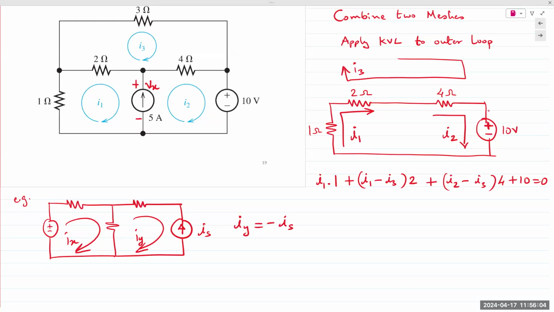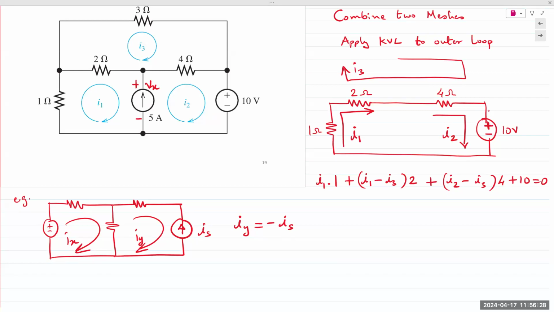So if it's not shared, we can simply assume a direction for the mesh current and assign a value to it. And that eliminates one unknown variable. You only have one unknown variable left in the circuit. You need one equation, and that's it. Does everyone understand that?